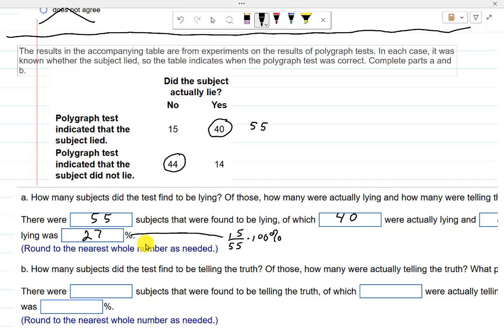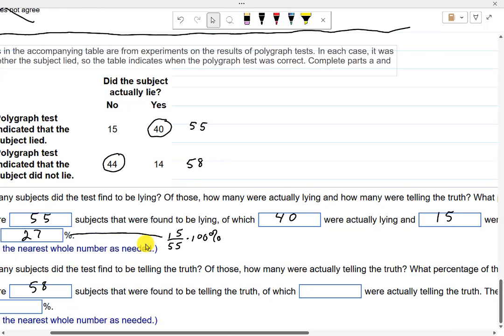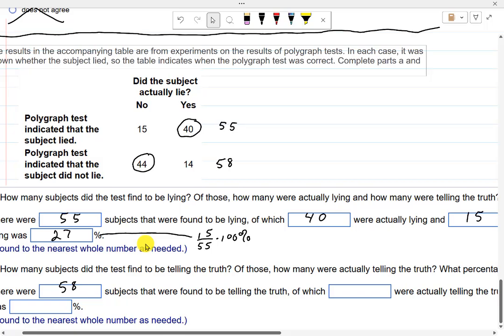How many people did the test find to be telling the truth? Well, that's down here. That's 44 plus 14 is 58. So 58 subjects were found to be telling the truth, of which blank were actually telling the truth. 14 of them, 44 were actually telling the truth.